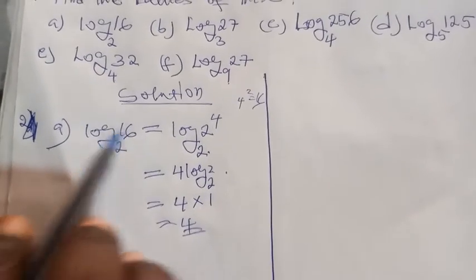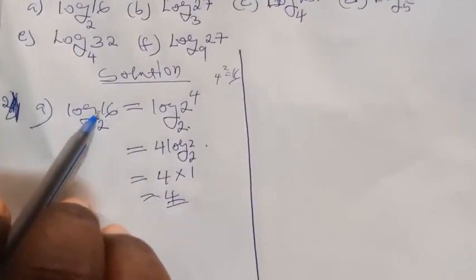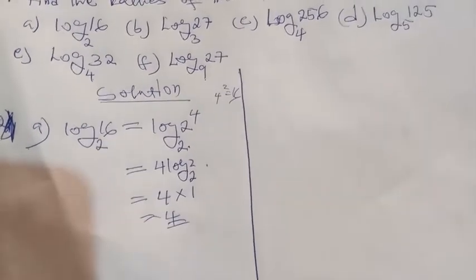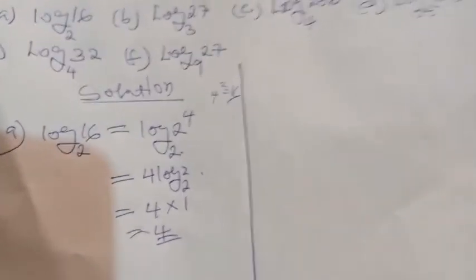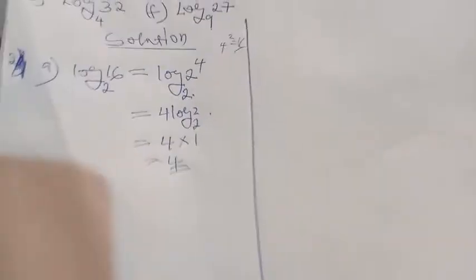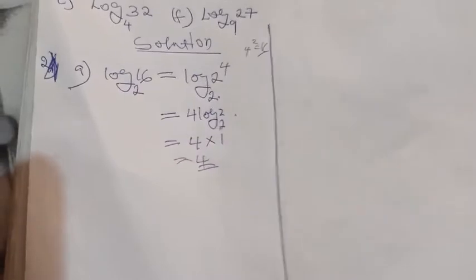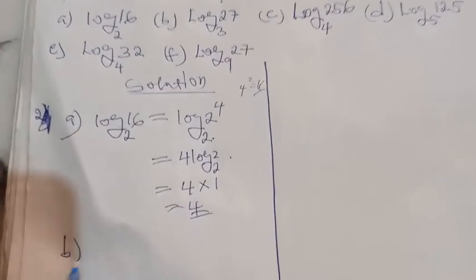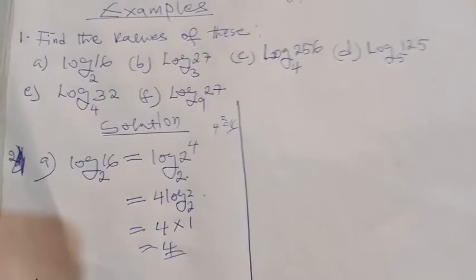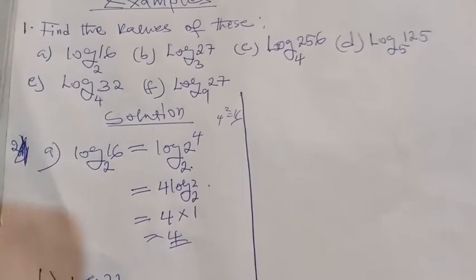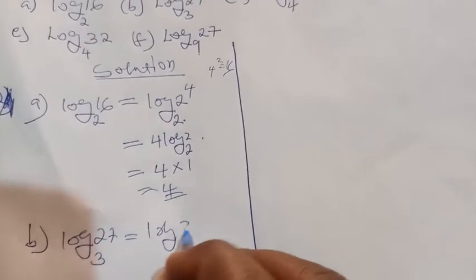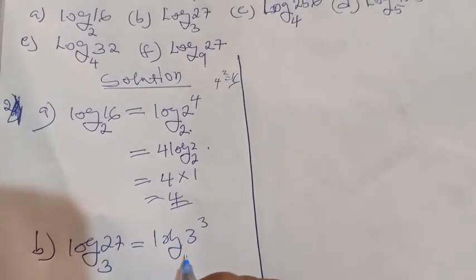Somebody can do this by sight. By just looking at it, you know the answer should be 4, because 2 raised to power 4 will be 16, and so the answer is 4. All right, logarithms are powers actually connected to the base. B, what is in B? We have log 27 base 3. This should be written as log 3 power 3 base 3.